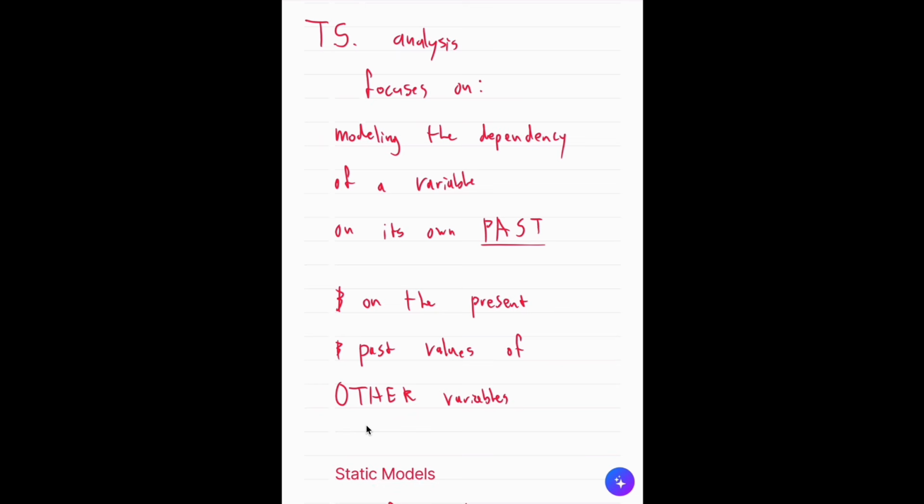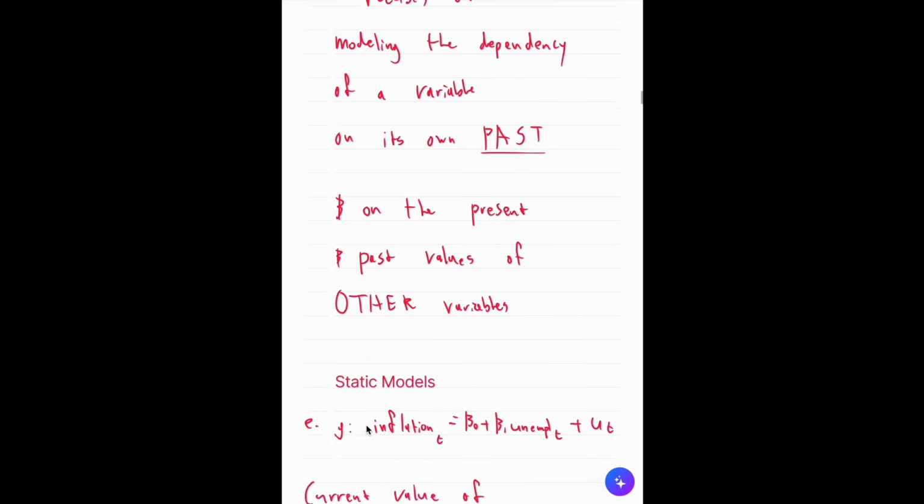How is it affected by the unemployment rate? How is it affected by inflation? How is it affected by government investment, right? So we can model the dependency of a variable we're measuring, GDP, on, let's say, the present value of another random variable, inflation, or the present value of another variable, unemployment, right? Or the past values, so the past values of unemployment, the past values of inflation, etc. That's what time series analysis focuses on.